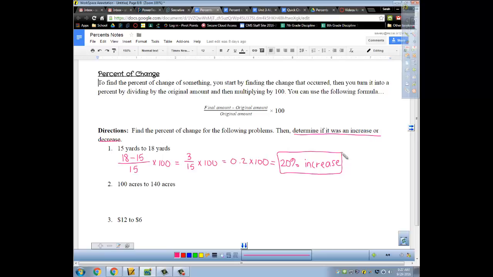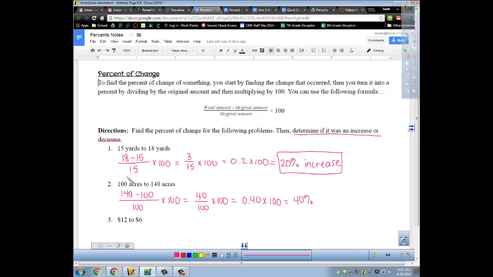Okay, so number 2, figure out how much did it change. We do that by subtracting 140 minus 100. Then we always divide by the first number, so 100. And then to turn to percent, multiply by 100. So 140 minus 100 is 40. Divided by 100 and then times 100. 40 divided by 100 is 0.40. And then when we multiply it by 100, it's the same as moving the decimal over twice to the right. So your answer is 40%.